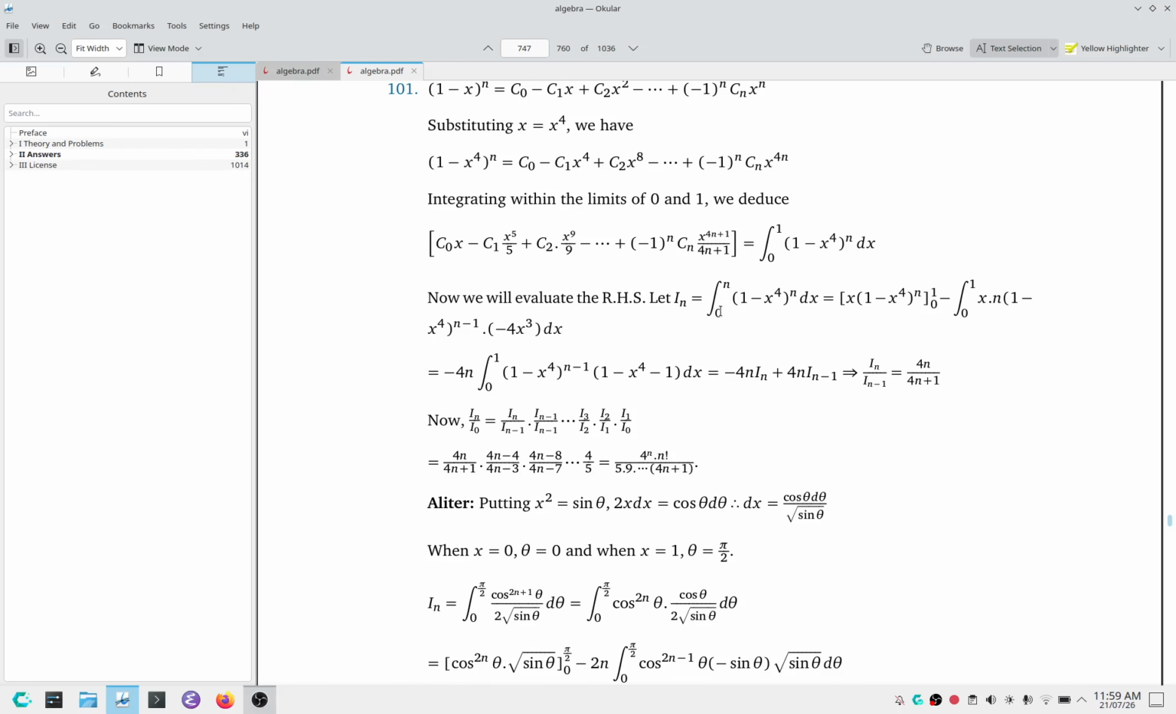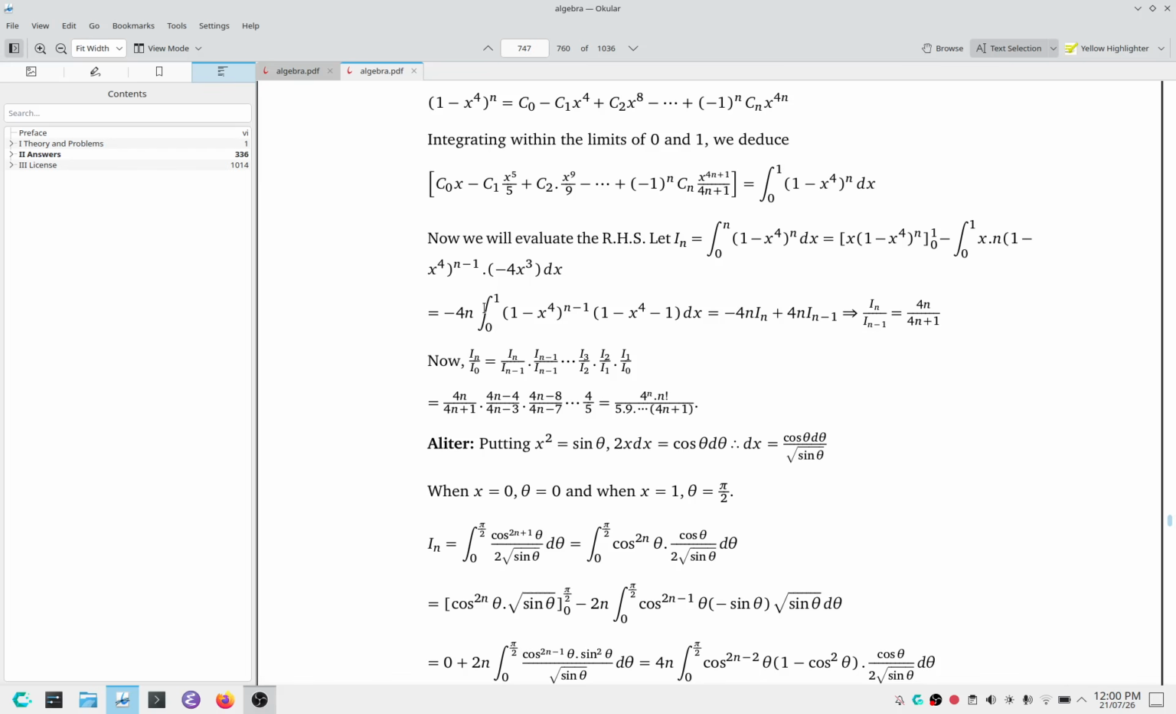We integrate the right hand side by parts, and this should be 0 to 1 actually. Upon integrating by parts, we get x times (1 minus x^4) to the power n within limits 0 to 1, and then minus integral of x times n (1 minus x^4) to the power n minus 1 times (minus 4x cubed) dx.